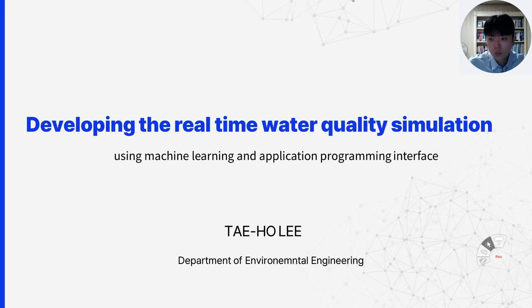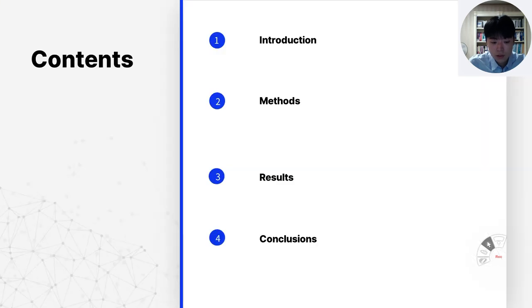I will present the work we've done in developing the real-time water quality simulation using machine learning and application programming interface. I'll divide my presentation into 4 parts, and I'm going to explain specifically about each of the parts. In order, first, introduction. It proves the purpose and necessity of the development. Second, in methods, we're going to show solutions and implementation process. Third, we're going to show achievements and results. Lastly, we're going to demonstrate our conclusion.